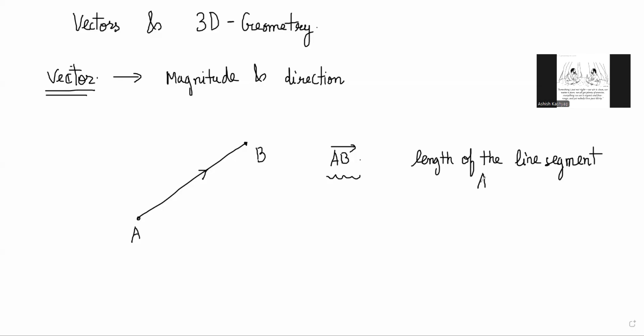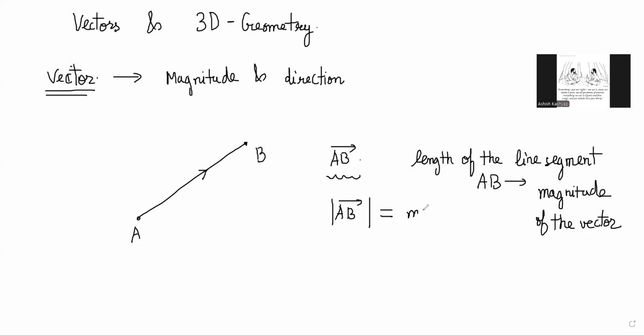AB is the magnitude of the vector. It is also sometimes written as mod AB. So mod AB is basically the magnitude. And the direction of AB can be specified in multiple ways.